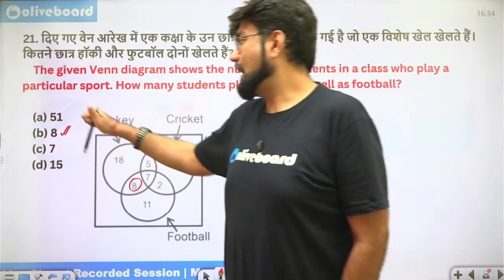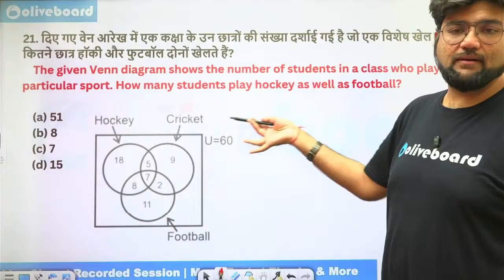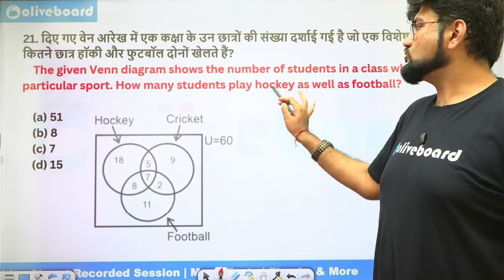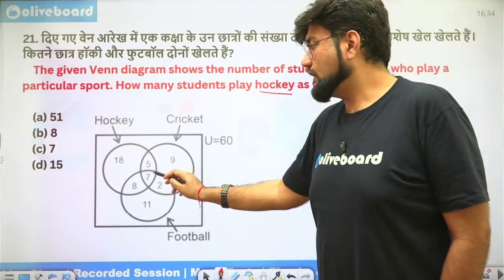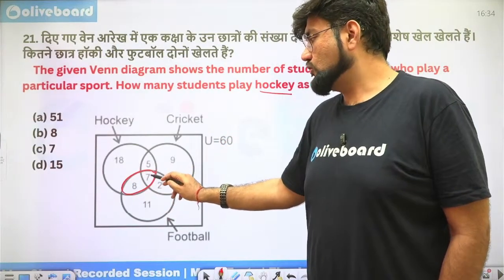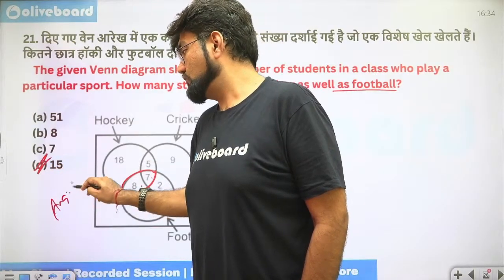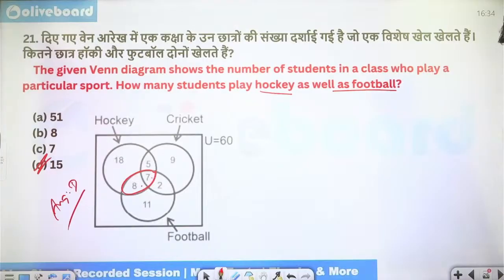But see, I told you when there is a 3-entity setup, look for the one which is not there. But they have not mentioned anything about it being not cricket. They are only saying how many students play hockey as well as football. I am not bothered about cricket. So then you look at the whole region which is common between the two. So you have 7 people here and 8 people here. The answer is going to be option D, 50. Be careful about these questions. Little situations can actually prove fatal to you in the examination.